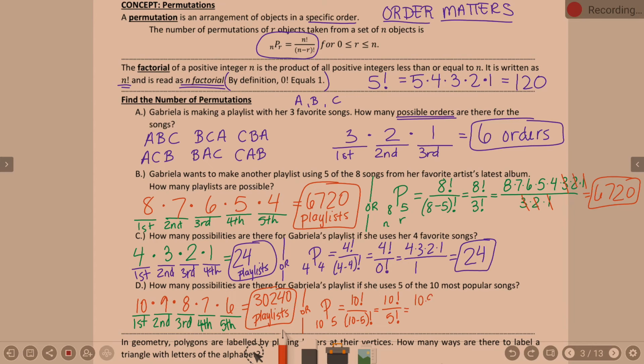10 factorial is 10, 9, 8, 7, 6, 5, 4, 3, 2, 1. 5 factorial? 5, 4, 3, 2, 1. And what I love about working with factorials is that half of this jazz cancels, and I don't have to worry about it. So 5 through 1 cancels. So whatever 10 times 9 times 8 times 7 times 6 is, which should be what we already did over there. Okay, so 30,240 playlists there.